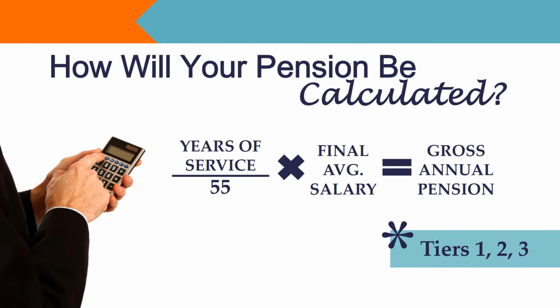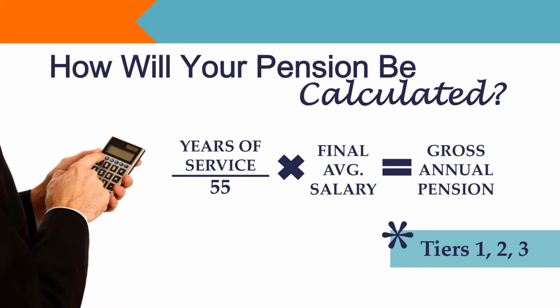For members in Tiers 1, 2, or 3, the service retirement formula used to calculate your gross annual pension is years of service divided by 55 multiplied by your final average salary, which equals your gross annual pension. Years of service means the total amount of service accumulated in your account. This includes any purchases that you may have made.